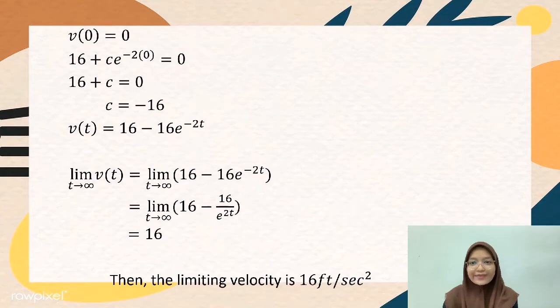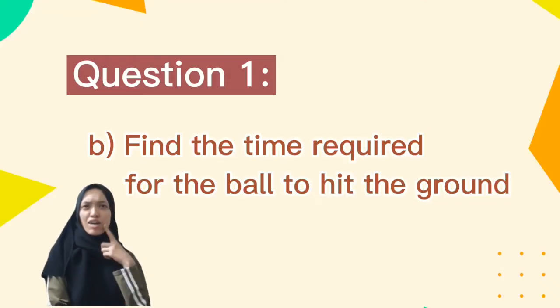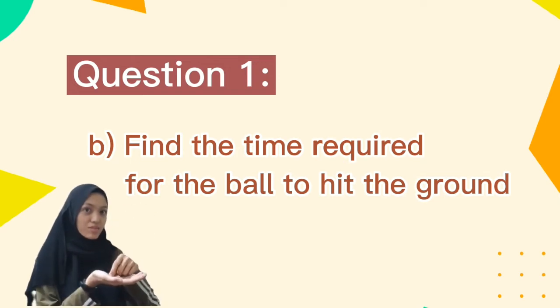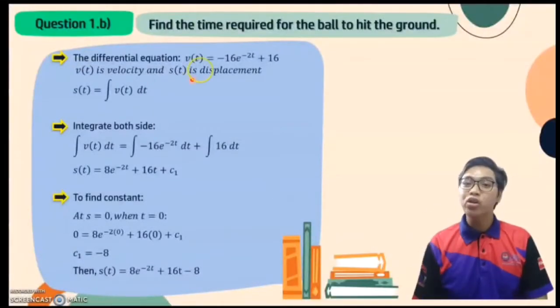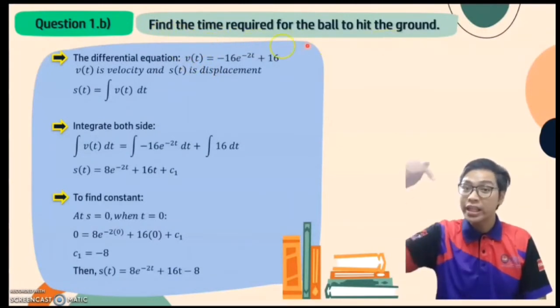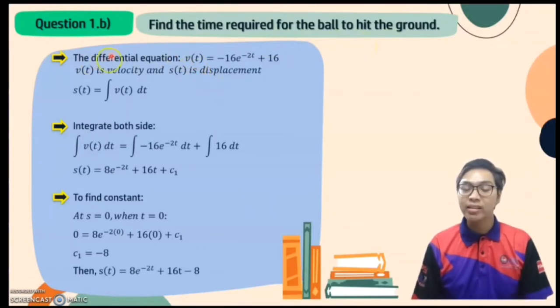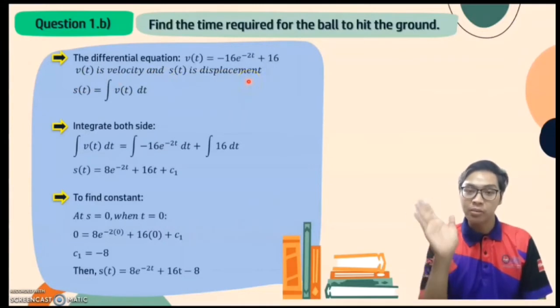Thank you. Next, how about the time required for the ball to hit the ground? Okay, we can use the differential equation that we got to find the time required for the ball to hit the ground. First thing first, the equation that we got is v of t equal to negative 16 e to the power of negative 2t plus 16, where v of t represents velocity and s of t represents the displacement.